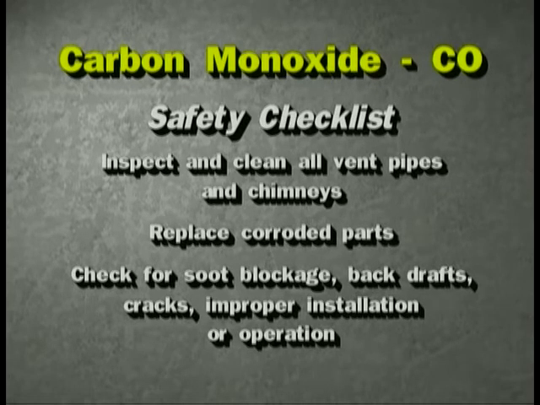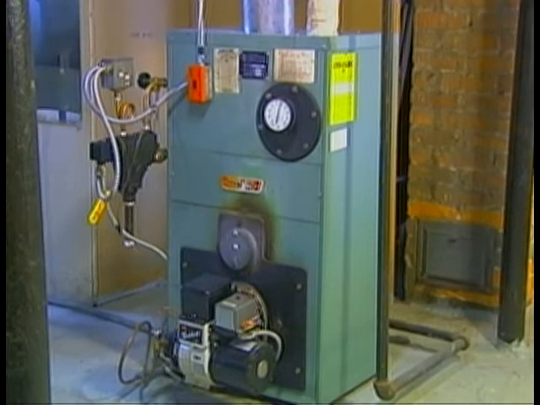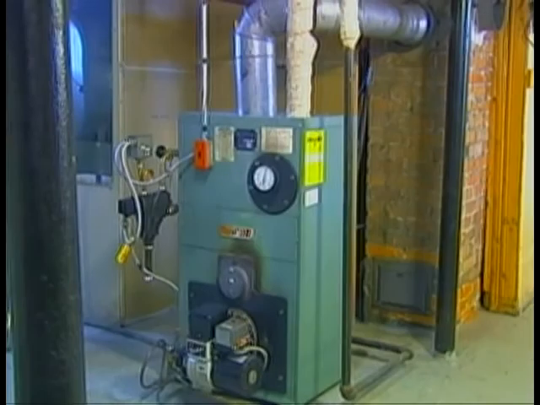Improper installation or operation. Notice the stain on the middle of this oil-fired furnace. This should be checked to be sure exhaust is not backdrafting from this area on a regular basis. The outside of the metal exhaust vents at the top of the furnace must be checked for corrosion, holes, constricting dents, and the inside checked for soot and creosote blockage.